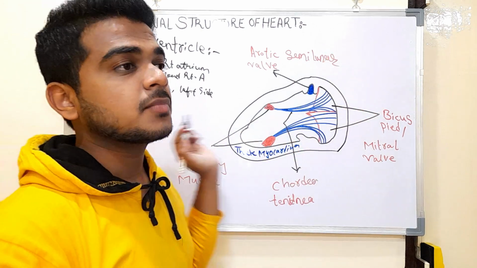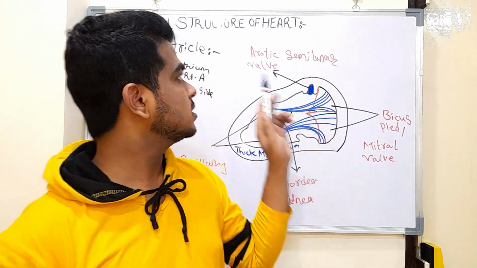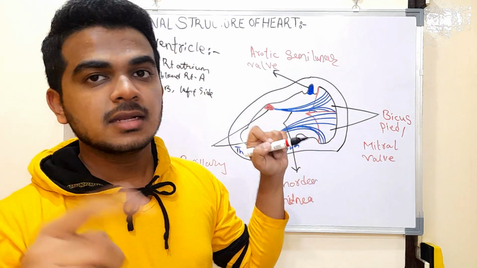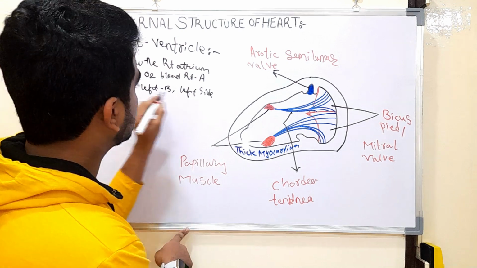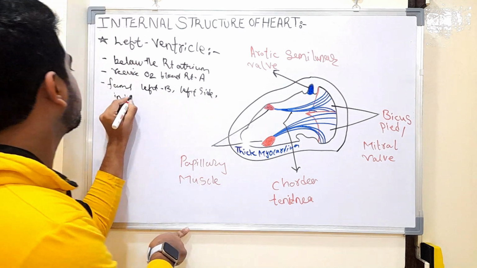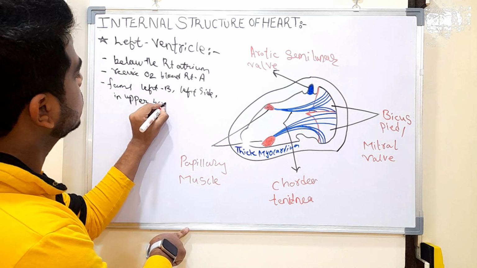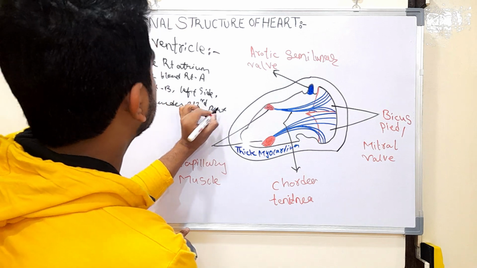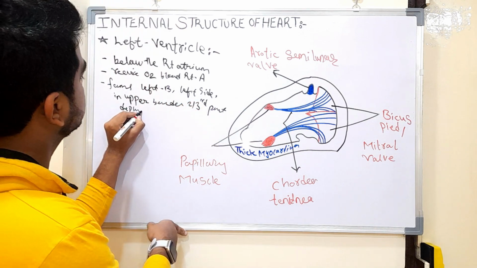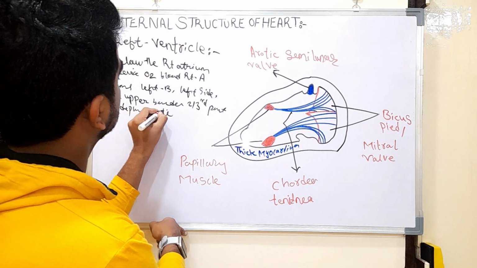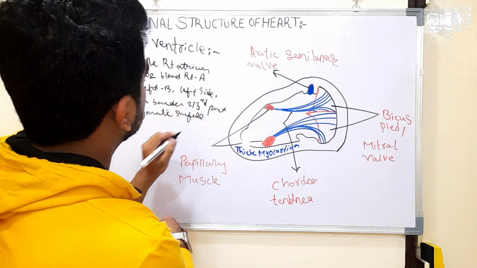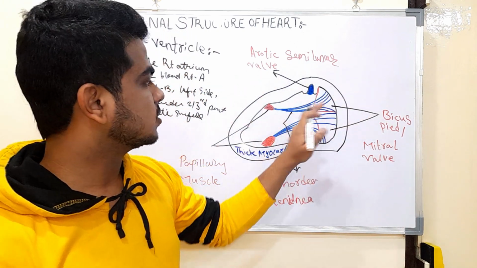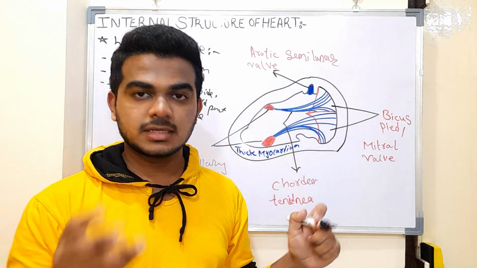And I forgot one point: in the upper border, apart from the left atrium, the maximum part of the upper border is also formed by the left ventricle. So here you have to write in upper border, 2/3 part. Then diaphragmatic surface: in that surface also, the maximum part is the left ventricle. This is the position and external features.